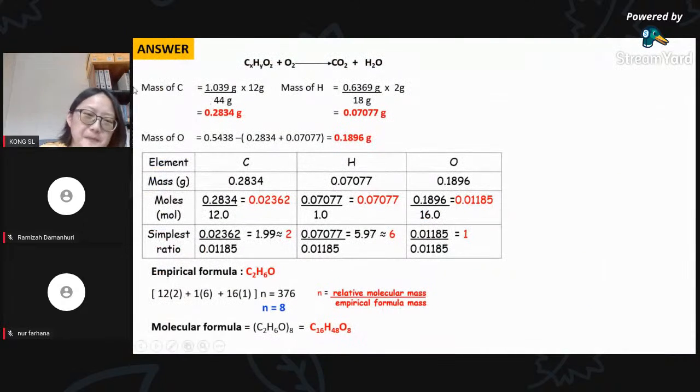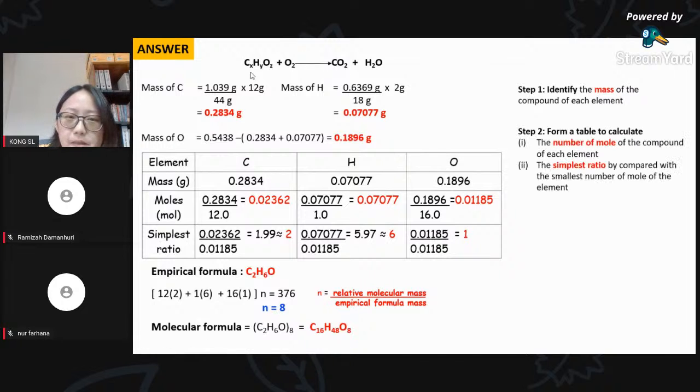Okay, the steps are still the same. Step 1, find the mass of each atom. Always remember, for the mass of oxygen, use the total mass minus the mass of carbon minus the mass of hydrogen. After that, you form the table: carbon, hydrogen, oxygen, substitute the mass, and find the number of mole. Use the lowest one. Which one is the lowest? 0.01185 is the smallest one. You divide and then find the simplest ratio.